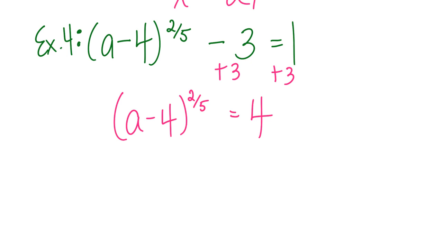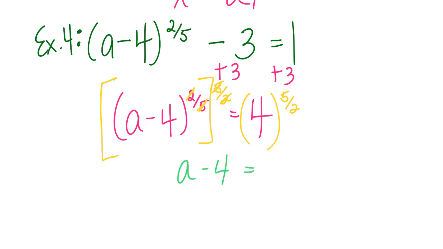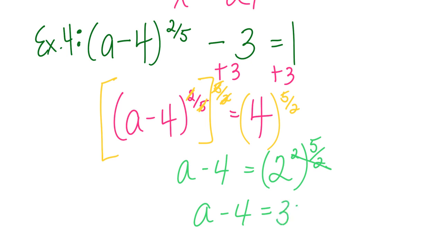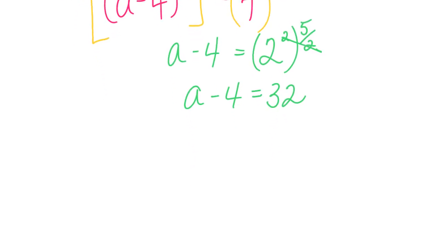And what's your gut saying now? Hey, if we have a power of 2/5, I know I can multiply by the reciprocal. And the 5's cancel out and the 2's cancel out. So on the left side, I just have a minus 4 left over. And I know that 4 is 2 squared. And so the 2's will cancel out. So we know we have a minus 4 is equal to 2 to the 5th power, which we just found out is 32. 2 to the 5th power is a good one to remember, just in case you forget. And you're right, when I add 4 over, a is equal to 36.